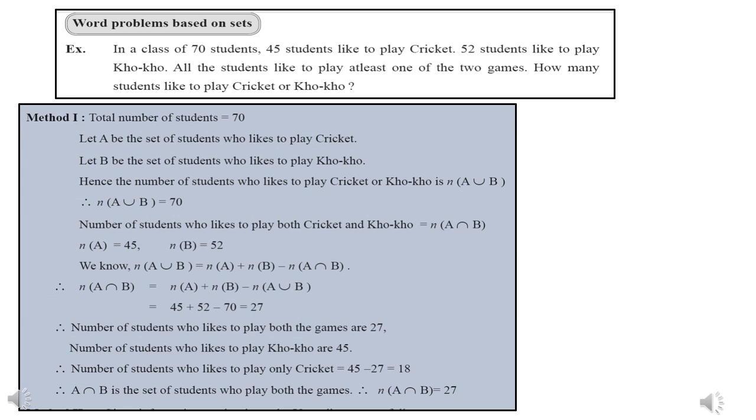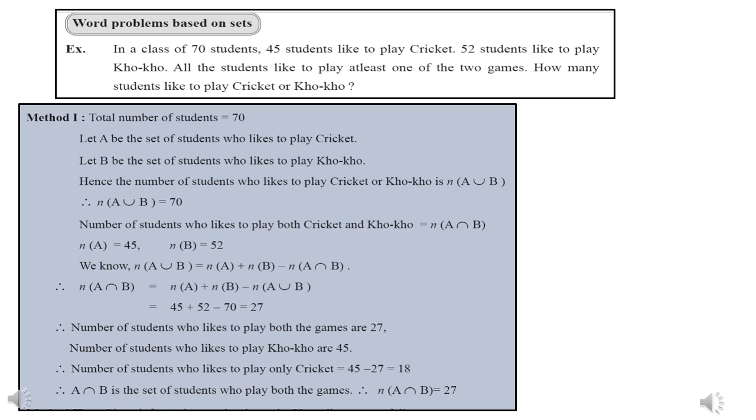Okay, let us discuss this word problem. This is just for your practice. Later on, we will do our exercise. In a class of 70 students, 45 students like to play cricket, 52 students like to play Kho-Kho. All the students like to play at least one of the two games. How many students like to play cricket or Kho-Kho?